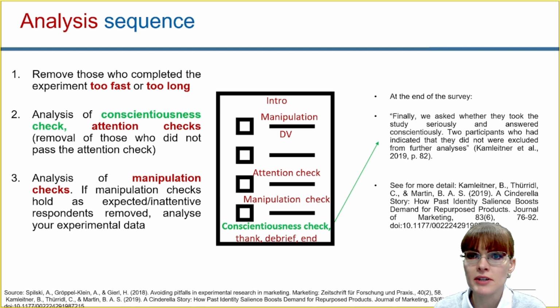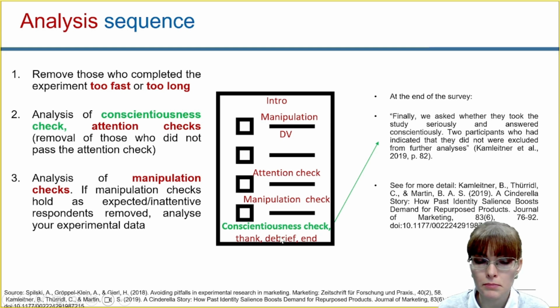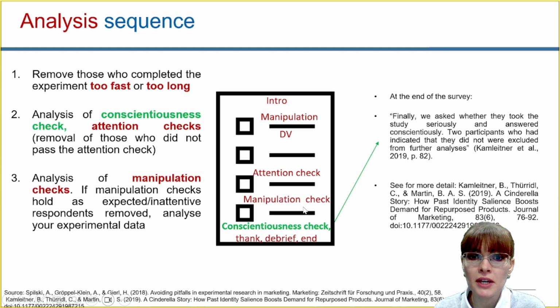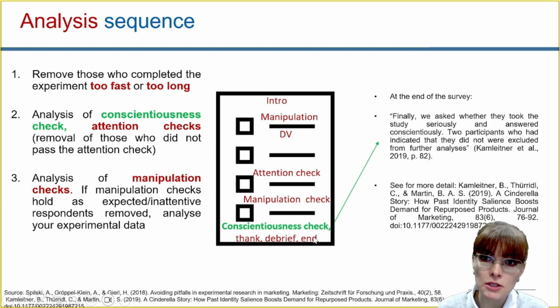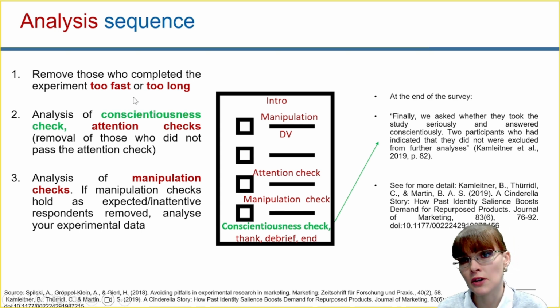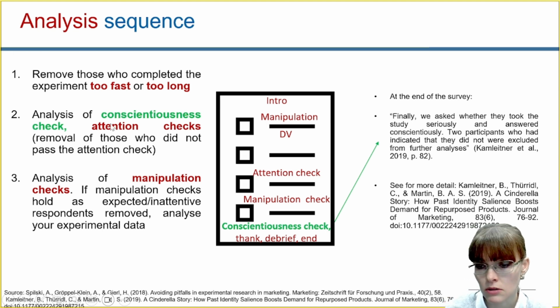And if I were to have a conscientiousness check, I would place it at the end of my research protocol, and I would follow this paper as a guideline because that's how they've done it in the past. Then, if I have a conscientiousness check, which asks people whether they take questions seriously, I would analyze answers to this question first, and I would remove people who said, no, I did not take your experiment seriously. And only then I would move to the attention check.